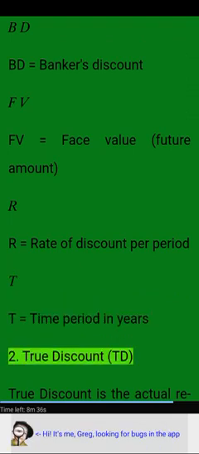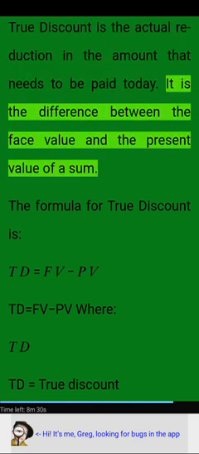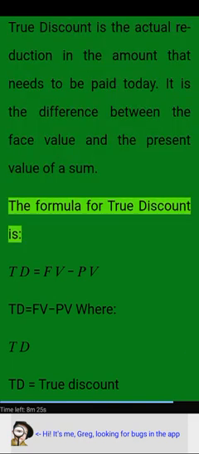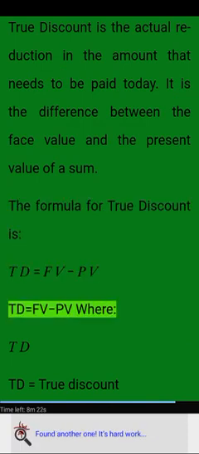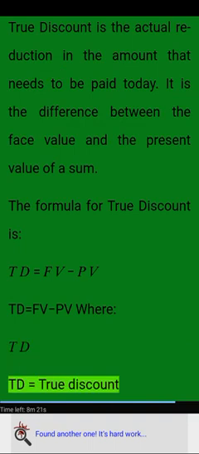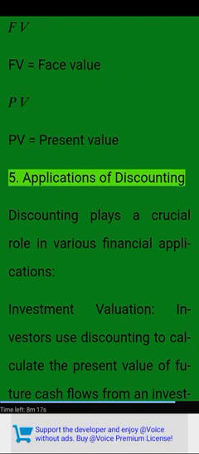2. True discount, TD. True discount is the actual reduction in the amount that needs to be paid today. It is the difference between the face value and the present value of a sum. The formula for true discount is TD equals FV minus PV, where TD equals true discount, FV equals face value, PV equals present value.